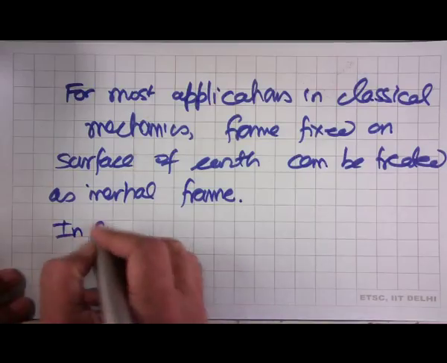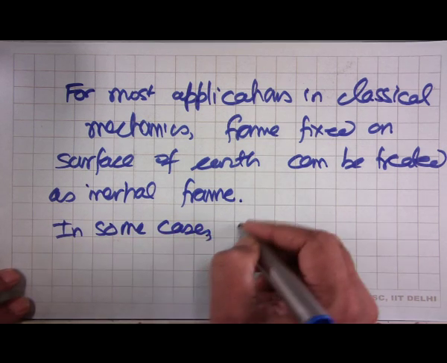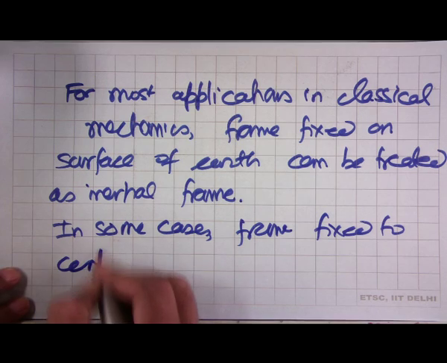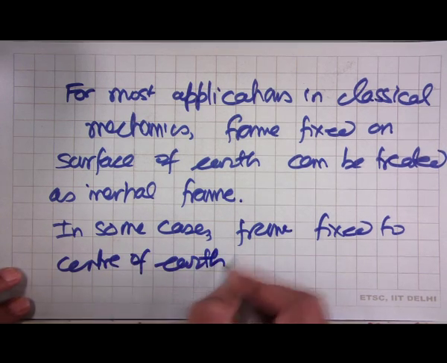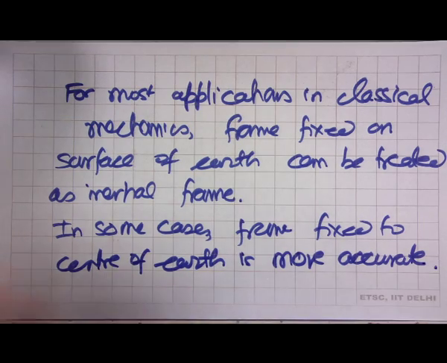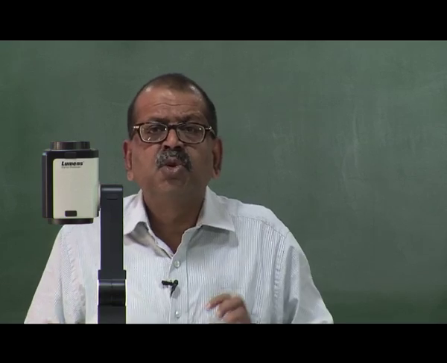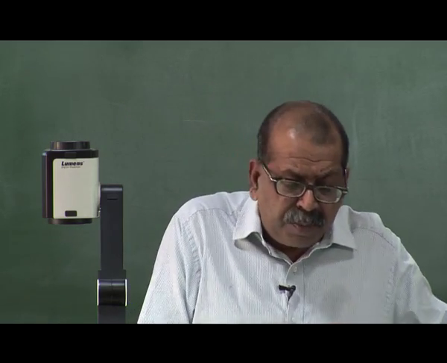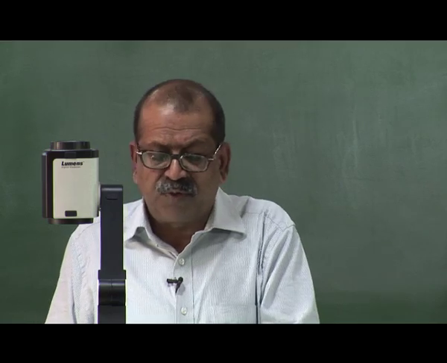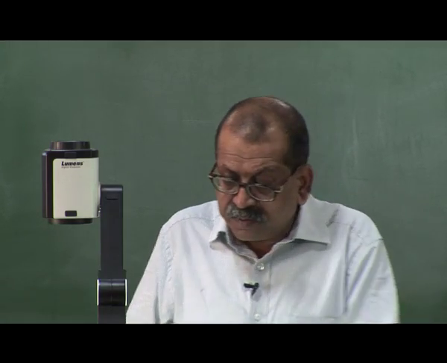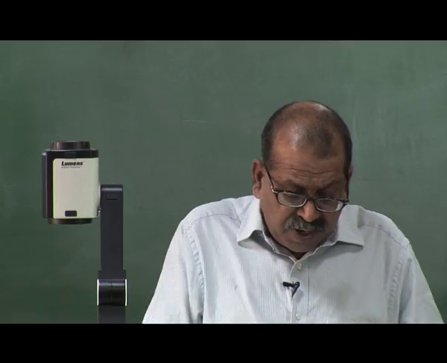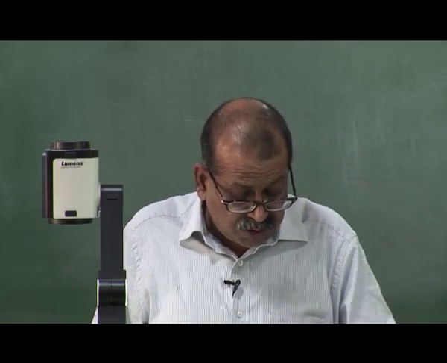In some cases where we want to really account for the rotation of the Earth, then a frame fixed to the center of the Earth is more accurate. So normally in most problems of classical mechanics, these two frames work. As we said, when we look at typical problems of a body moving, vehicle moving and things like that, the frame fixed to the center of the Earth will suffice. So this was a bit of discussion which we had on inertial frames, and with that we move on to Newton's second law.